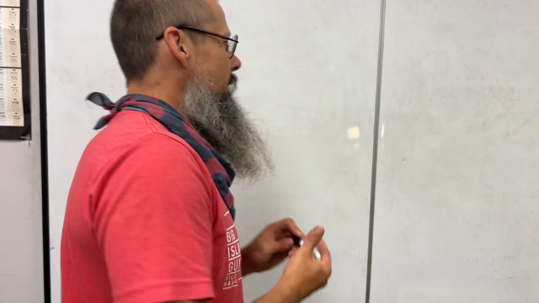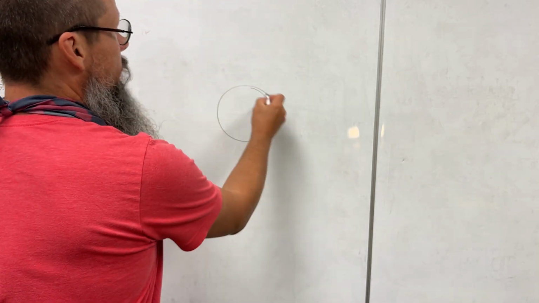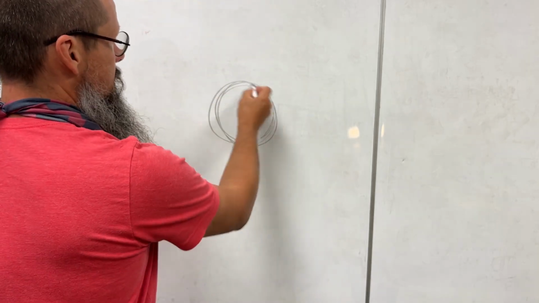Friend, today we're going to talk about the circle of fifths and how to start seeing patterns. What does this mean? What's the circle of fifths? Well, that's a great question.